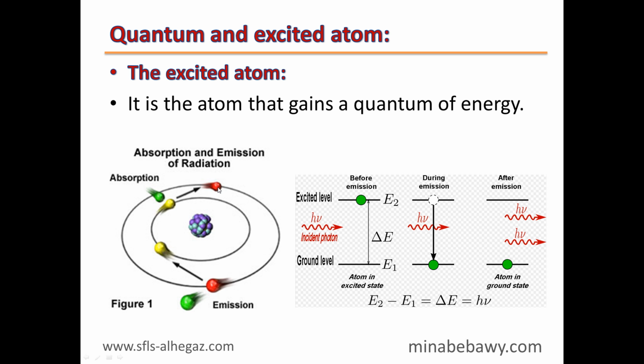This excited electron is represented with this red sphere. This electron will rotate in its higher energy level until it loses this quantum of energy, so it will return back to its original level, and the atom will return back to its ground state. As you can see, this is energy absorbed by electron. It will move to a higher energy level. After losing this quantum of energy, electron will return back to its ground state.